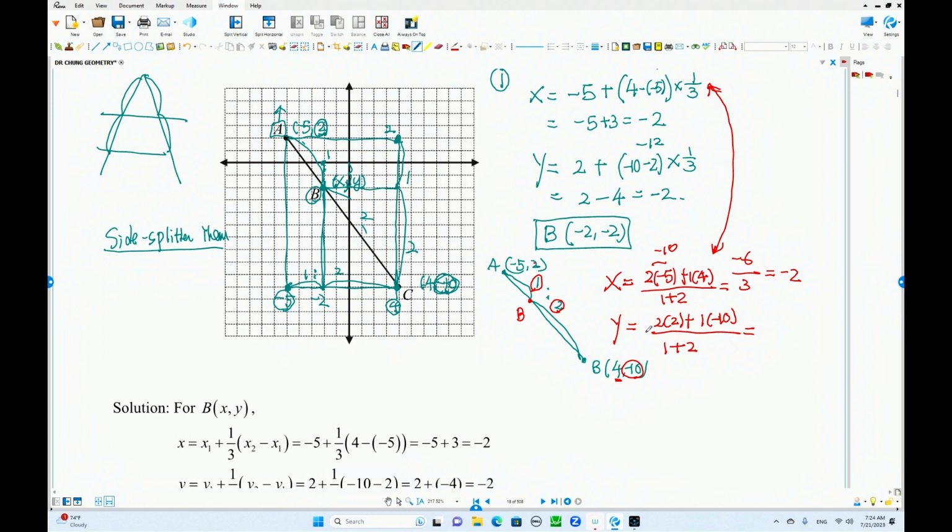This is negative 8, right? 4 plus negative 10 is negative 6. Over 3 again, okay? That is negative 2. It's going to have the same coordinate, okay? Still negative 2 and negative 2, right? If you remember the formula over here, okay? It's very useful, okay? All right.